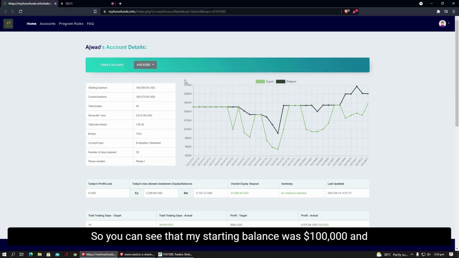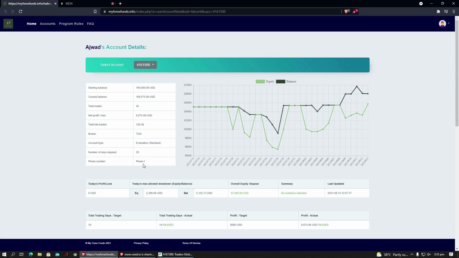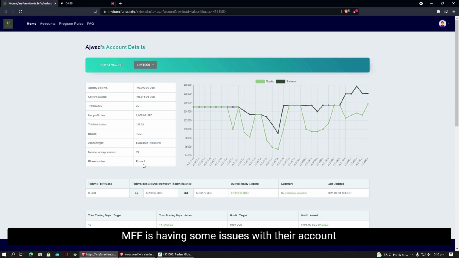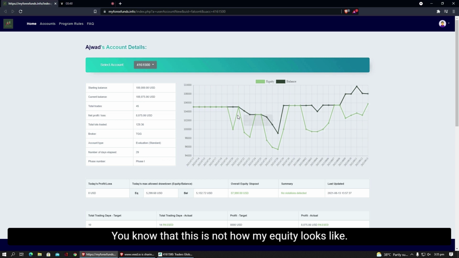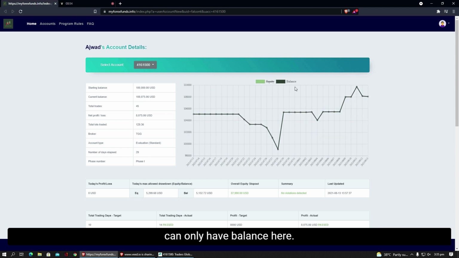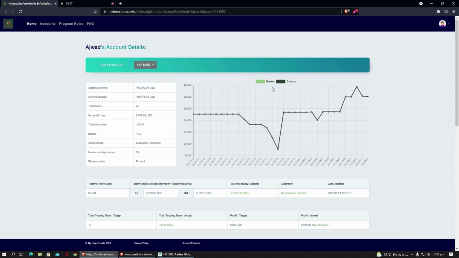Okay guys, so you can see that my starting balance was $100,000 and my current balance is $108,000, and this is phase 1. Forex Funds is having some issues with their account metrics, and if you have watched the second episode of this series, you know that this is not how my equity looks like. So I am going to just remove the equity option here so we can only have balance here.